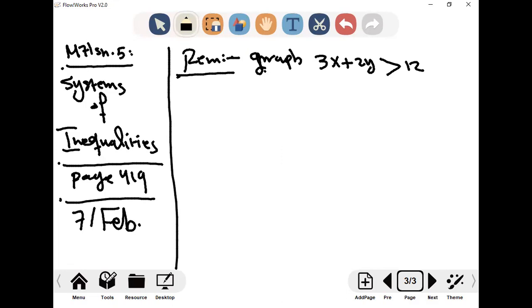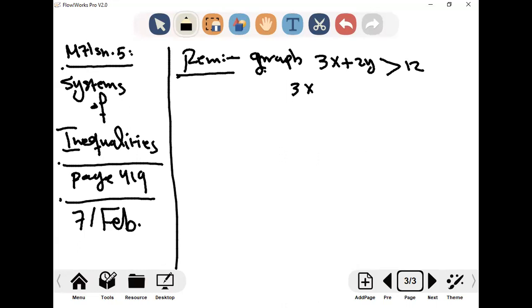This is one inequality with two variables, right? Now, we said we have steps, remember? The first step, we turn it to equation. Second step, we find the intercepts, right? Then we plot. Then we check a reference point. We call it test point. We call it 0, 0, if you remember, or any other point.